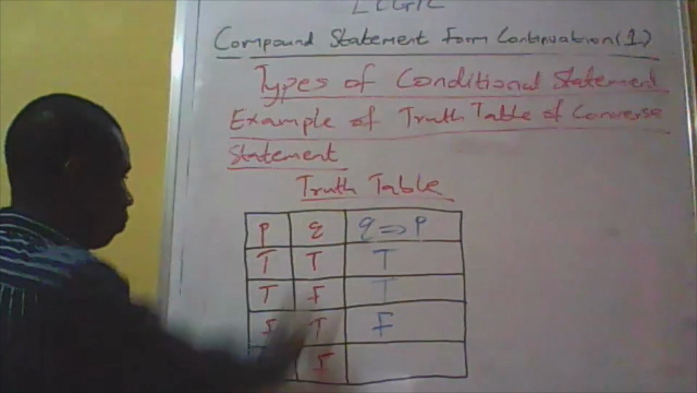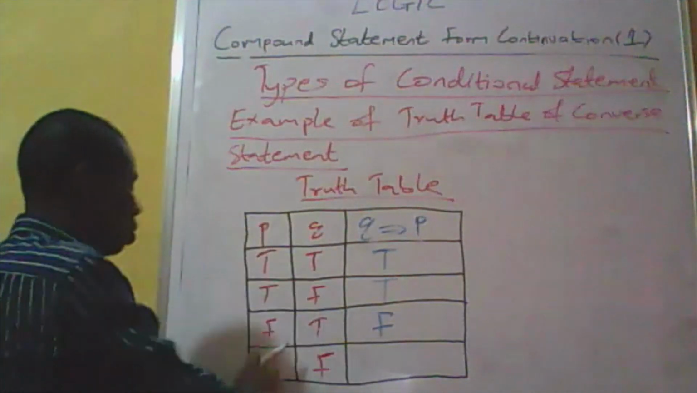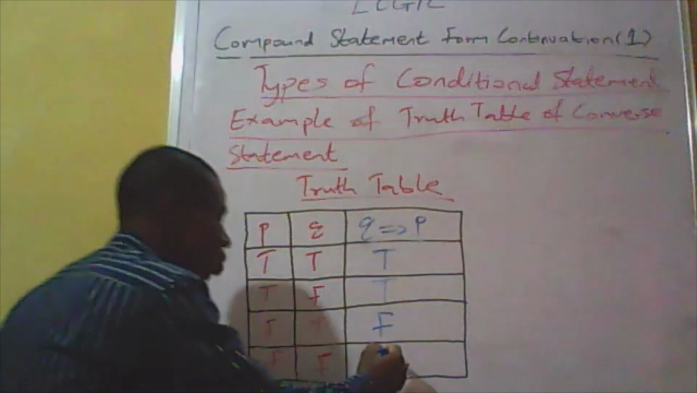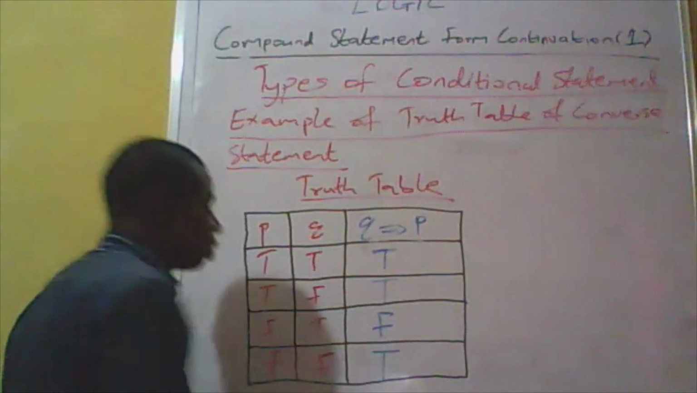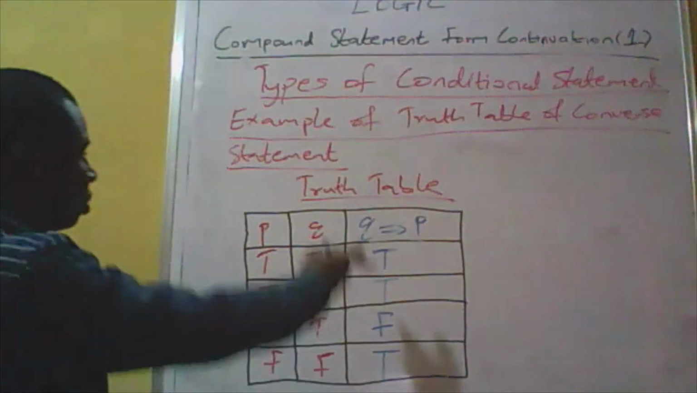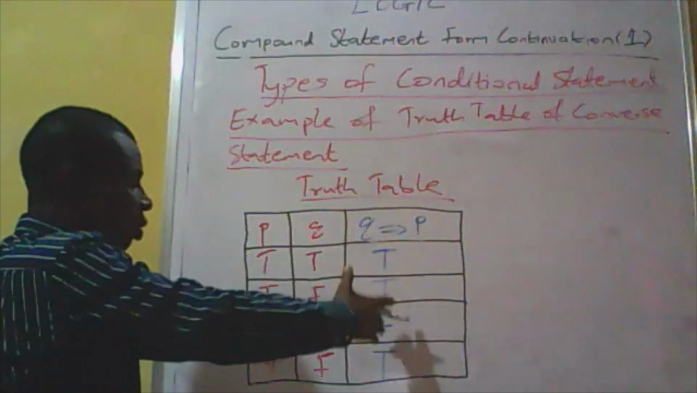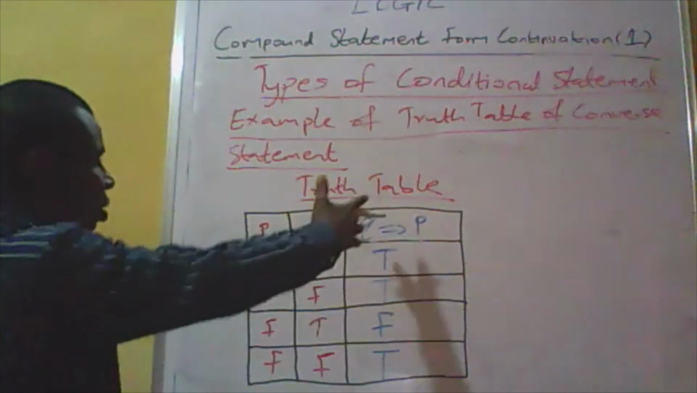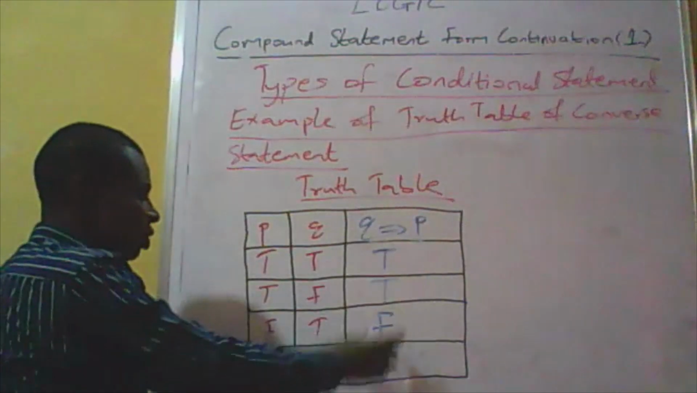Here we have I assign Q to F and P to F. That means it is true otherwise. So that is the statement truth valuation in this conditional statement. You have T, T, F, T.